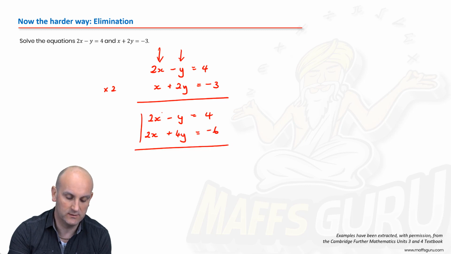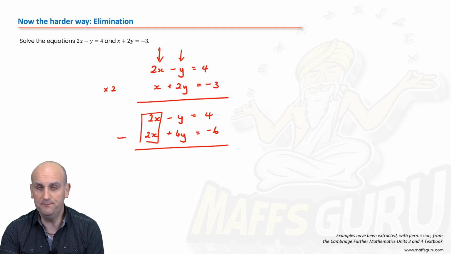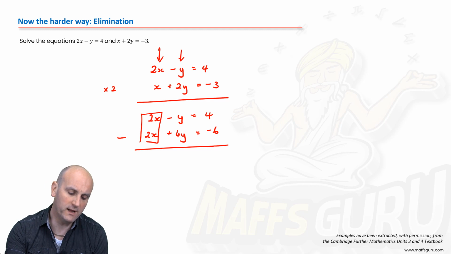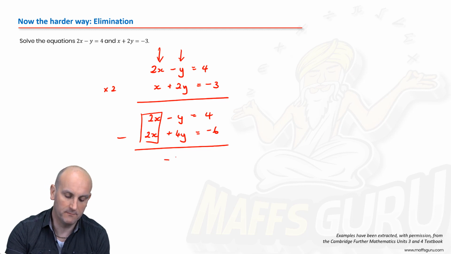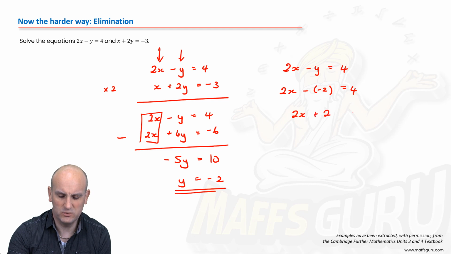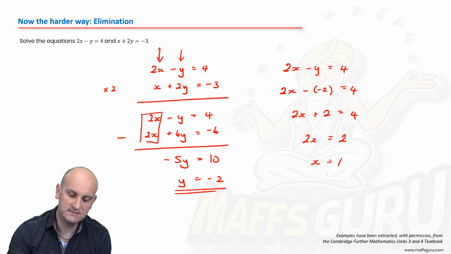Now, because these two here are the same, I'm going to subtract them. Reason being, because a plus and a plus means I subtract them. So minus y minus 4y gives me minus 5y. And 4 minus minus 6 gives me 10. And so y is equal to negative 2. And lo and behold, having got that, I go back and 2x minus y equals 4. 2x minus minus 2 is equal to 4. 2x plus 2 is equal to 4. Take away 2 from both sides. Gives me 2. And so, in fact, x is equal to 1.